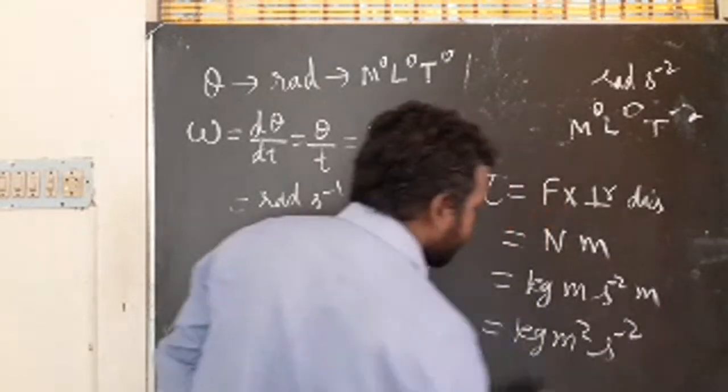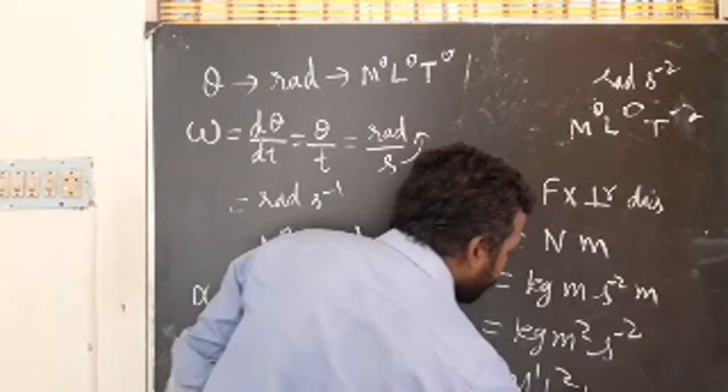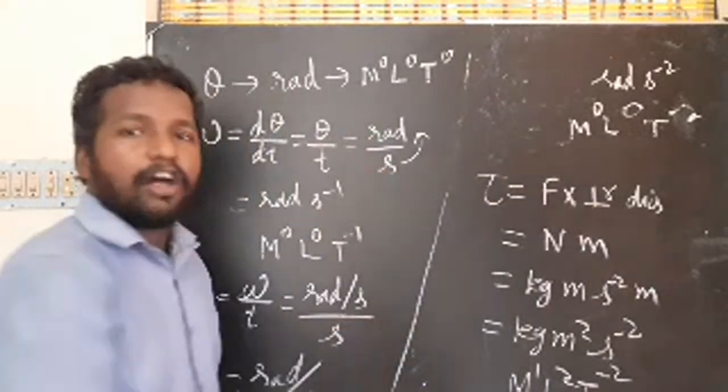So what about the dimension formula? M power 1, L power 2, T power minus 2. Okay, it is the torque dimensional formula.